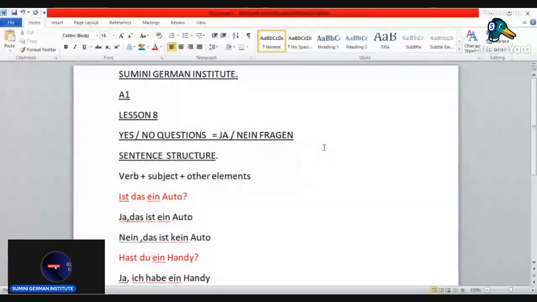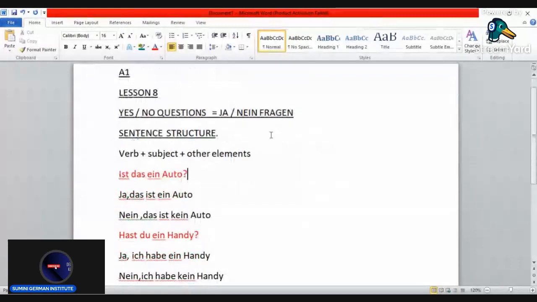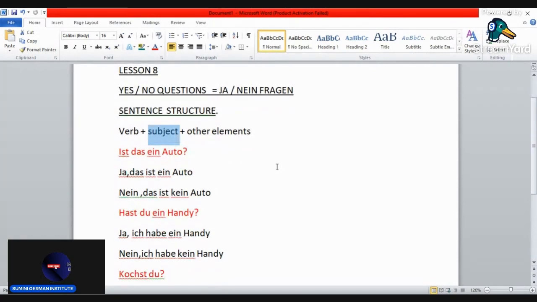Let's start with the sentence structure. The sentence structure of these questions is: you start with a verb, then the subject, then we have other elements. The verbs have to be conjugated according to the subject. So far, we have already learned how to conjugate regular verbs. If you have not seen that, make sure to check it out.